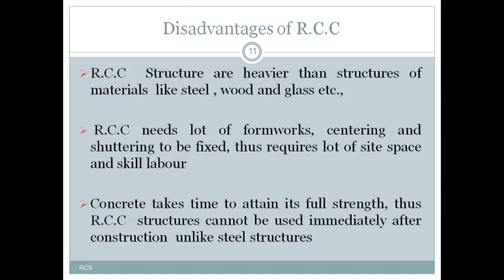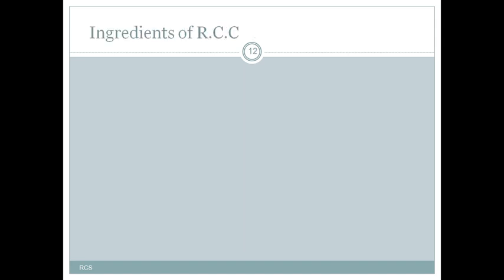We also have some disadvantages of RCC. RCC structures are heavier than structures of materials like steel, wood and glass. RCC needs a lot of formwork like centering and shuttering to be fixed, so it requires a lot of site space and skilled labor. And concrete takes time to attain its full strength, so RCC structures cannot be functional immediately after construction, unlike steel structures. So these are the few disadvantages.